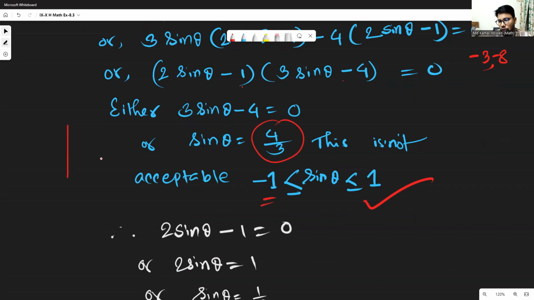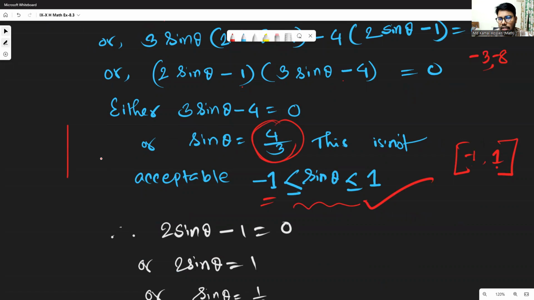1.33. So this is outside this limit. That's why this value is not acceptable. Sin theta must always stay inside the range minus 1 to plus 1. This is the maximum value, this is the minimum value. So this value is not acceptable here.